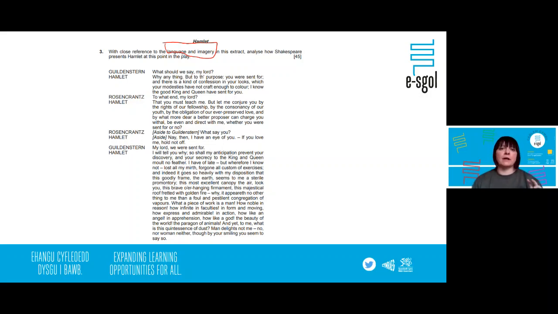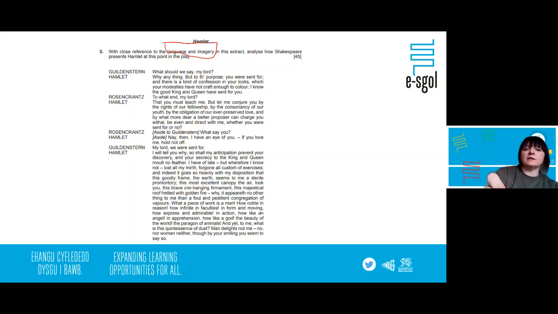So Guildenstern opens with, "What should we say, my lord?" Why, anything but to the purpose you were sent for, and there is a kind of confession in your looks, which your modesties have not craft enough to colour. I know the good king and queen have sent you. So it opens with the idea of why anything but to the purpose you were sent for. As in, he wants the truth, is what Hamlet is stating here.